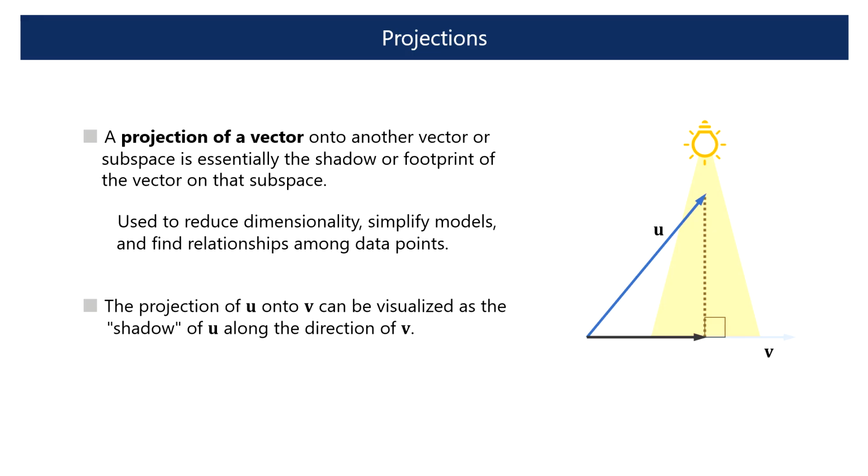A projection of a vector onto another vector or subspace is essentially the shadow or footprint of the vector on that subspace. Projections are widely used in data science to reduce dimensionality, simplify models, and find relationships among data points. The projection of u onto v can be visualized as the shadow of u along the direction of v.